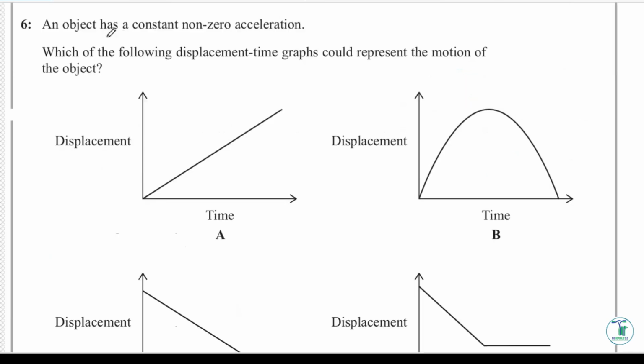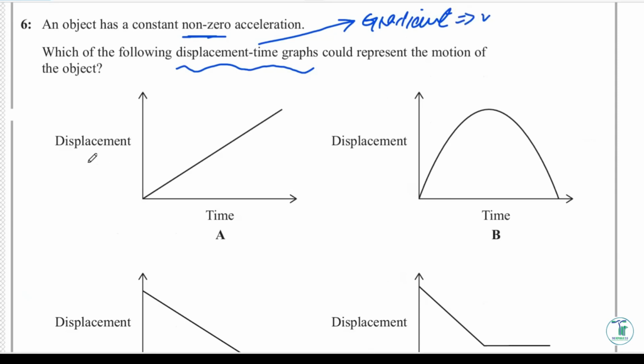Now you've got this question number 6. An object has a constant non-zero acceleration. Which of the following displacement time graphs could represent the motion of an object? First of all, for this question, you must know how you talk about the displacement time graph. Remember that in a displacement time graph you can calculate the velocity by calculating the gradient. The gradient would get you the velocity.